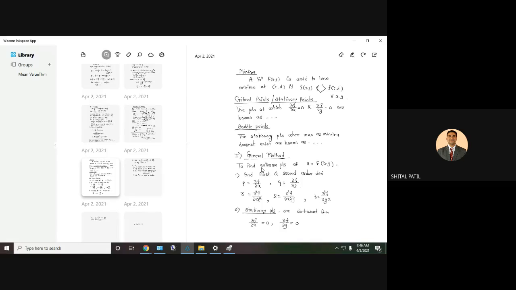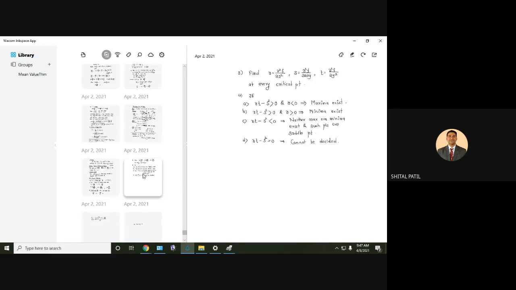The aim is to find the extreme points, meaning maximum or minimum points, of the function u equal to f of x, y. The first step is to find the first as well as second order derivatives. So p, q, r, s, t are del f by del x, del f by del y, del square f by del x square, del square f by del x del y, and del square f by del y square respectively. Stationary points are obtained by equating the first order derivatives to 0. Then after finding the stationary points, find r, s, t at every stationary point.